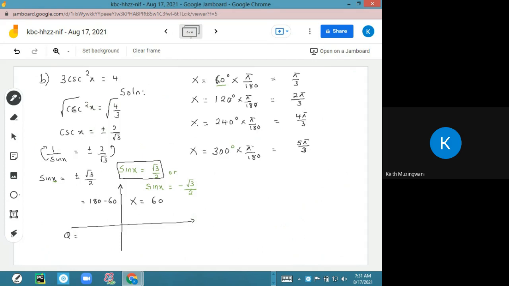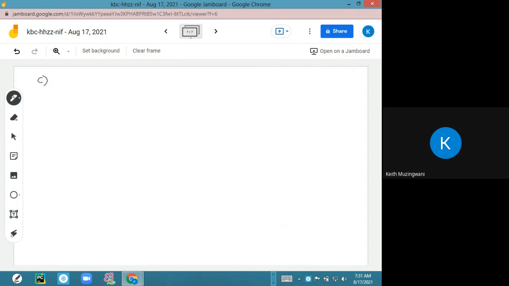Okay, let's look for another one. cos 2x is equal to sine squared x. Solution. We know cos 2x is a double angle, which is the same as cos squared x minus sine squared x, is equal to sine squared x.